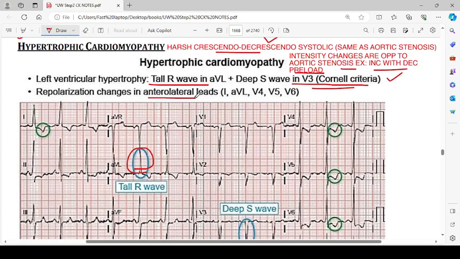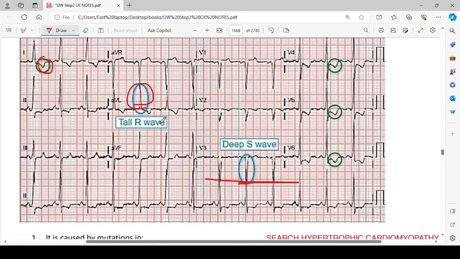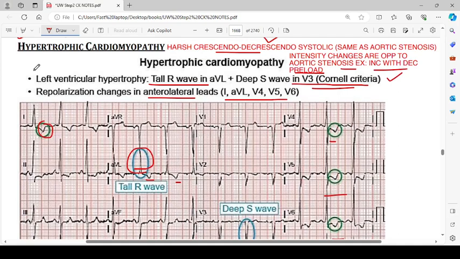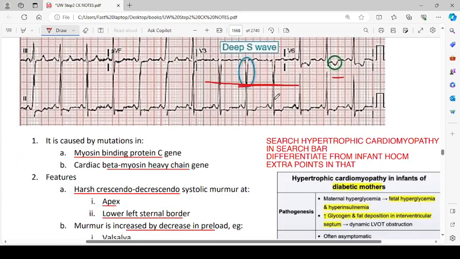Repolarization changes are seen in the anterolateral leads 1, AVL, V4, and V5. So in lead 1, the T wave is inverted. AVL, this is the AVL lead, I guess the same phenomenon, there is an inverted T wave. And in V4, V5, and V6, the T wave is inverted, so those are the repolarization changes which can be seen. So these are the findings you must remember. Left ventricular hypertrophy will create tall R waves in the lead AVL and deep S waves in V3, along with repolarization changes in leads 1, AVL, V4, 5, and 6.